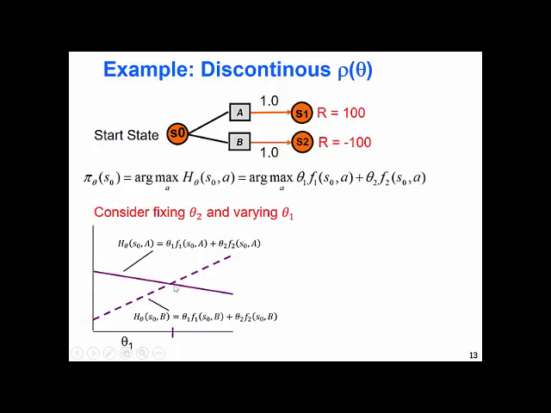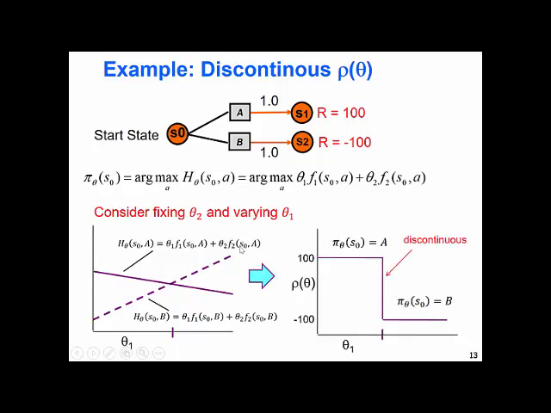At this point here, this is where the policy changes. As theta 1 was over here, we would take action A. Over here, action B starts to win. On this side of that threshold, the value is going to be 100. On this side, it's going to be negative 100. So you get this discontinuous change. This is a simple example that shows how discontinuities can happen in your value function when you have these deterministic policies. Okay?